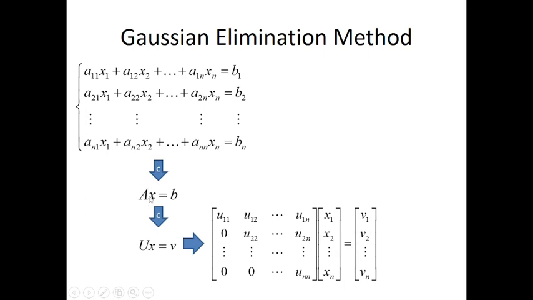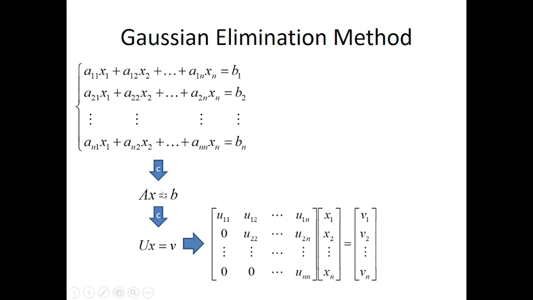matrix A will be converted to an upper triangular matrix, which is U. U here is an upper triangular matrix. A is converted to U. Okay? A is converted to U. So meaning matrix A will be converted to an upper triangular matrix. So I will teach you how to convert later.